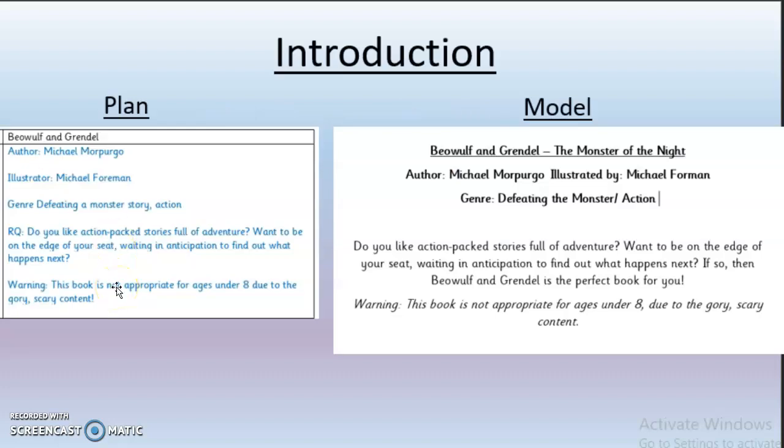So, start with your introduction, okay? This is an example of the plan that I made. You have obviously got your own plan, okay? Then when you're actually writing it, this is how it could be set out. All right, so you obviously need your title, which is going to be the same. The author and illustrator is going to be the same. You can write the genre however you wish, okay?